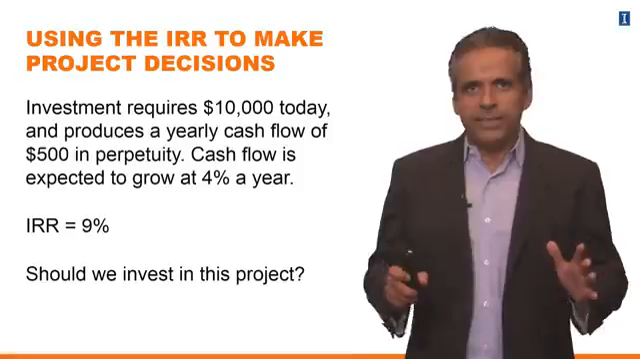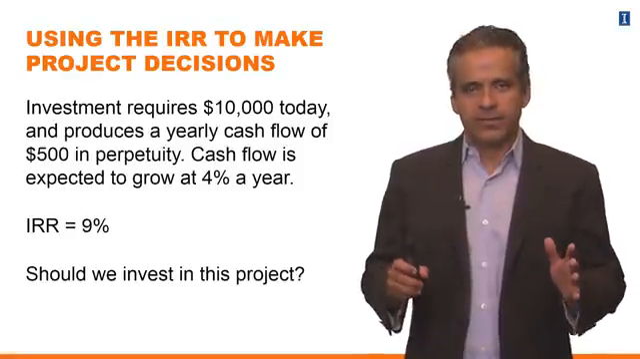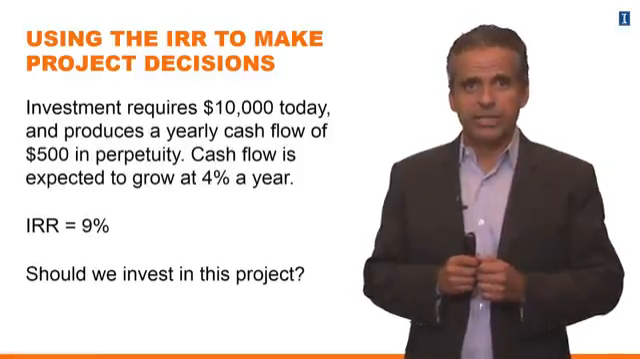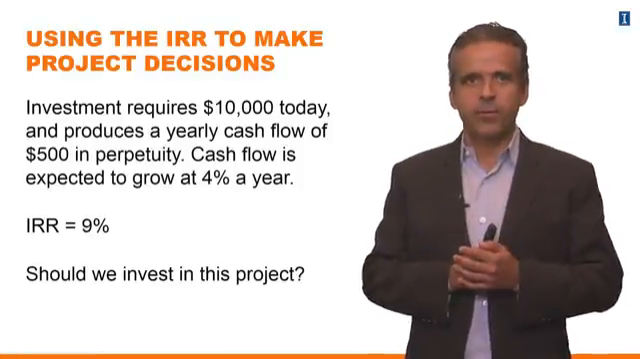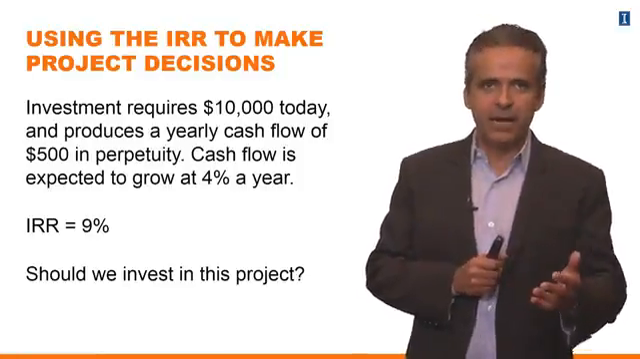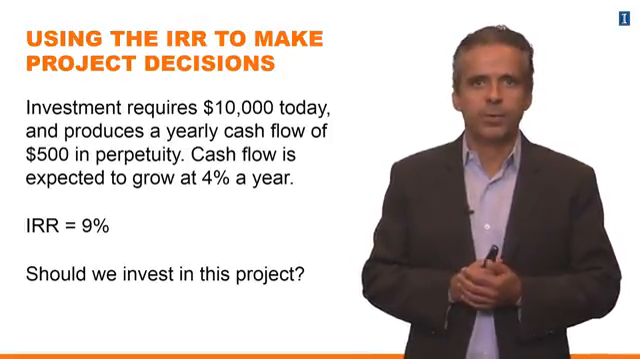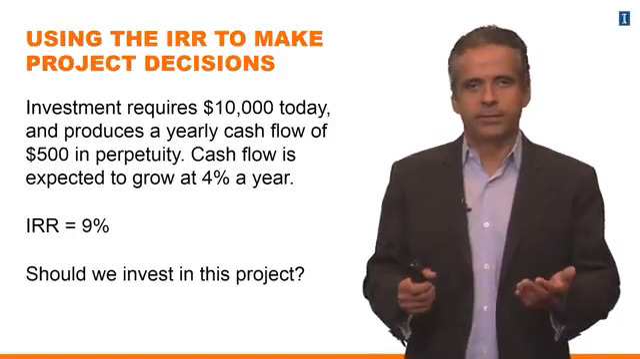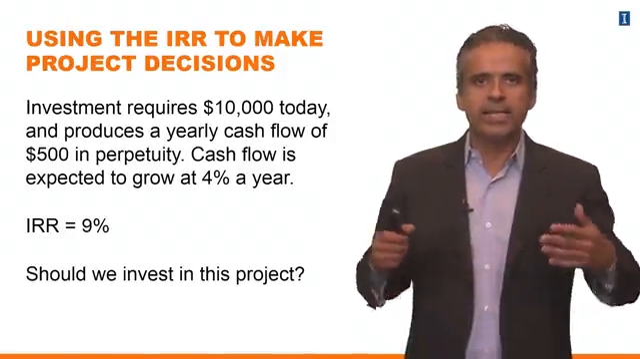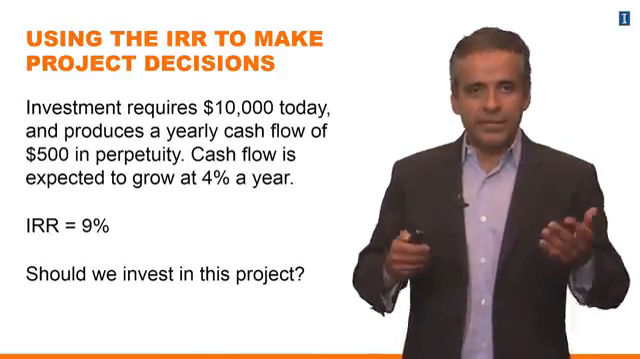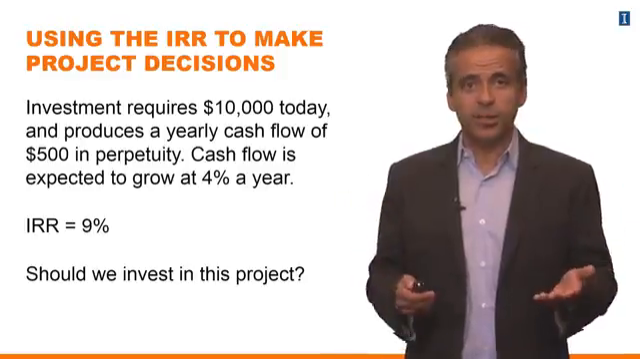We just learned the concept of IRR, the rate of return of an investment. Now we know how to calculate it, and we just did it for this specific example, the investment that requires 10,000 today and then produces a yearly cash flow of 500 in perpetuity, with a growth rate of 4%. In that case, we calculated an IRR of 9%. The question now is, should we invest in this project or not?